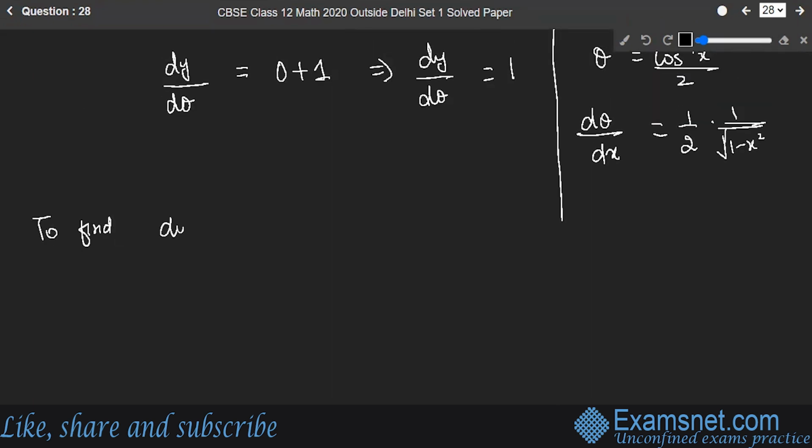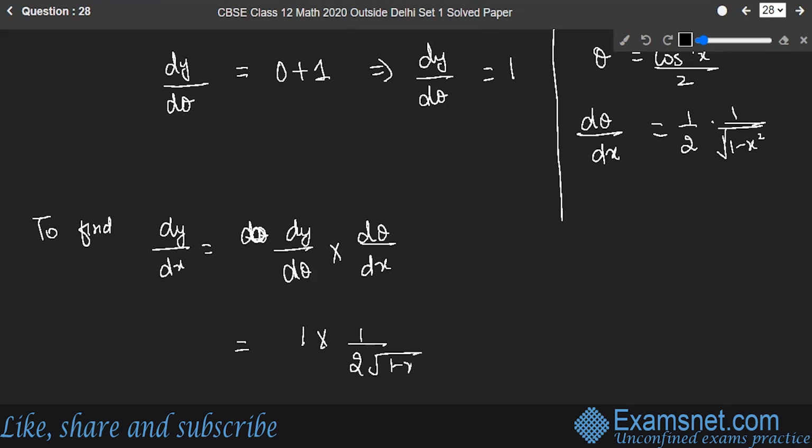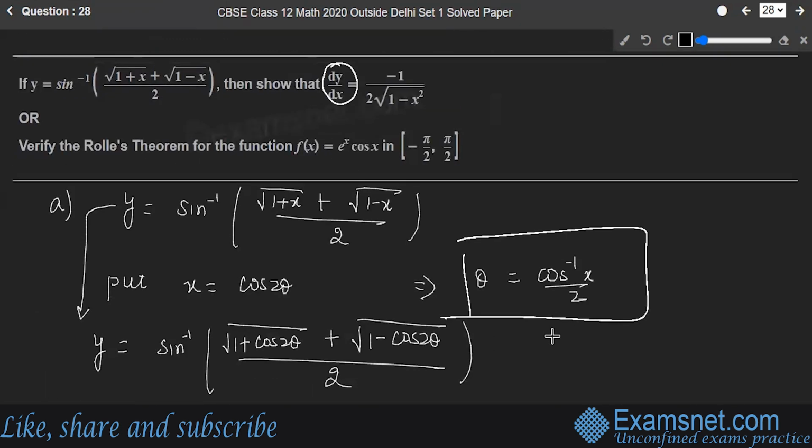To find dy by dx, this can be written as dy upon d theta multiplied by d theta upon dx. Correct. So this is equal to 1 and this is equal to 1 upon 2 root of 1 minus x square. Right? This can be written as 1 upon 2 root of 1 minus x square. That's it. We got our answer, I think.